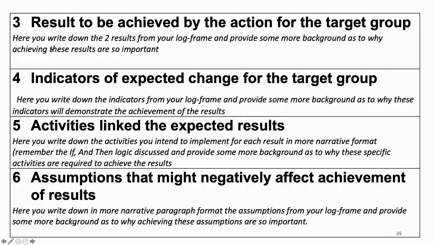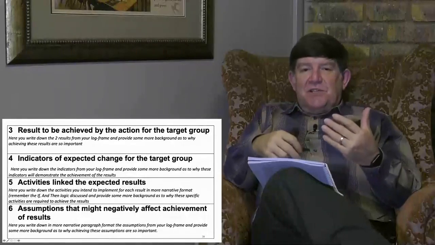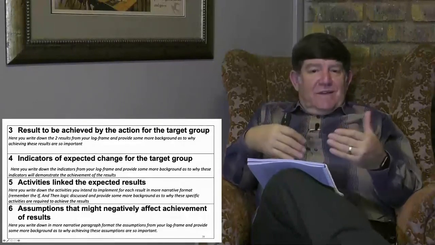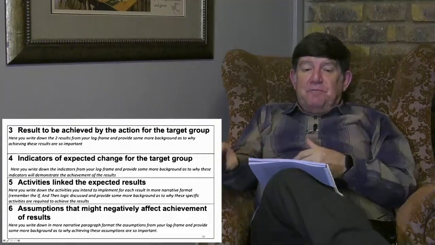You've got half a page to write about the assumptions, factors that could negatively affect your project, but you can also explain here, with insight, the mitigation measures: this is how we're going to deal with these things should they happen.